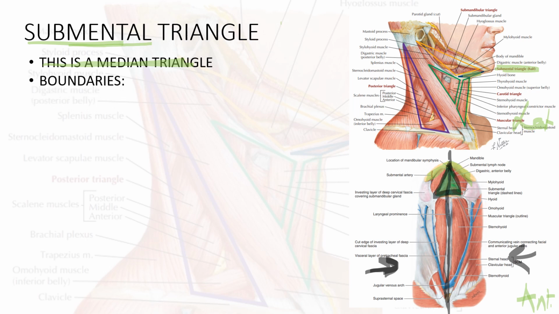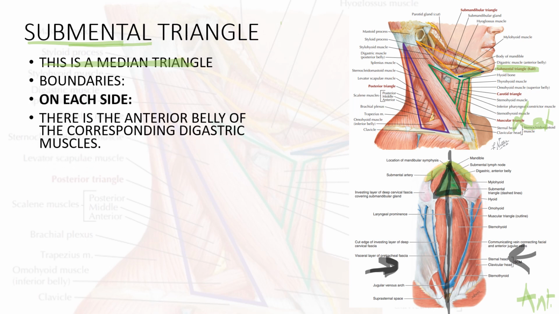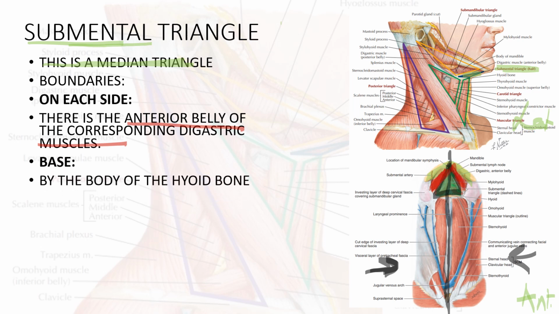So the boundaries of this triangle: on each side we have this muscle. This is the anterior belly of the digastric muscle. So on each side we have the anterior belly of the digastric muscle. Base, you can appreciate the lower side. This is the hyoid bone. So the base is toward the hyoid bone and the apex is toward the chin. So this is a triangle which is known as the submental triangle.